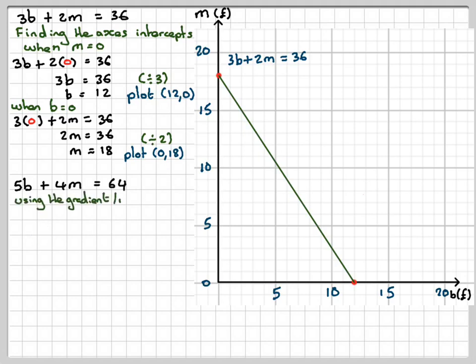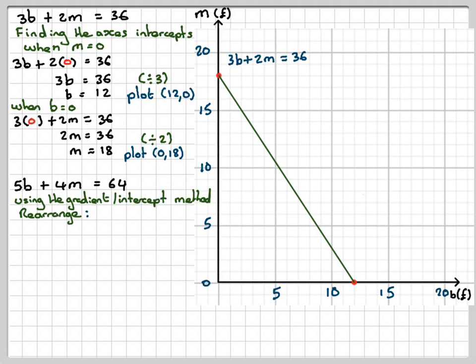Next, we're going to plot 5B plus 4M is equal to 64. Now, we can't really use this method because we have to divide 64 by 5 if we're going to do that. That's not going to give an easy value to plot. So we're going to use the gradient intercept method. We're going to rearrange this. Remember, this is the vertical axis, this is the horizontal axis, so we have to rearrange it as M is equal to something B plus a constant.